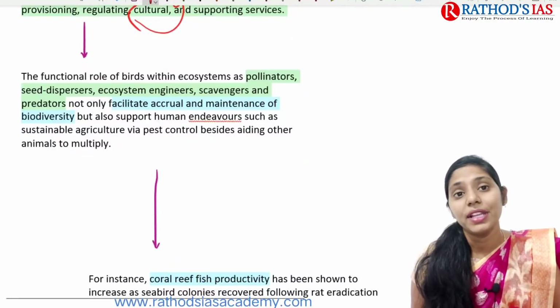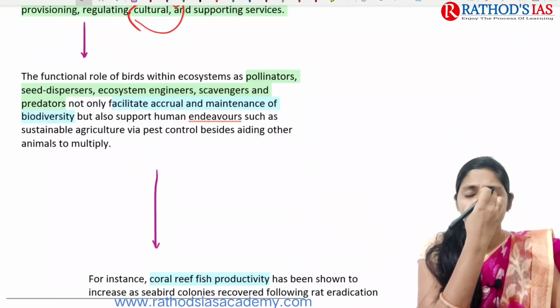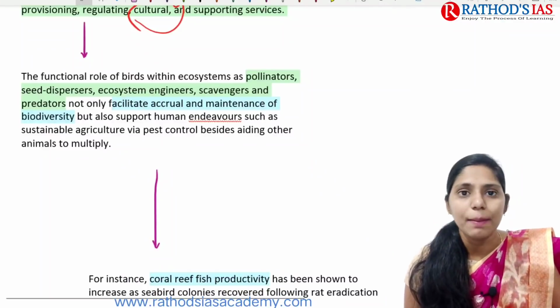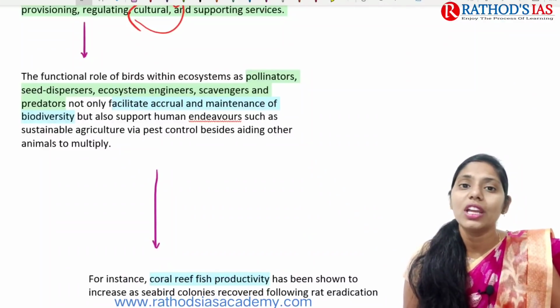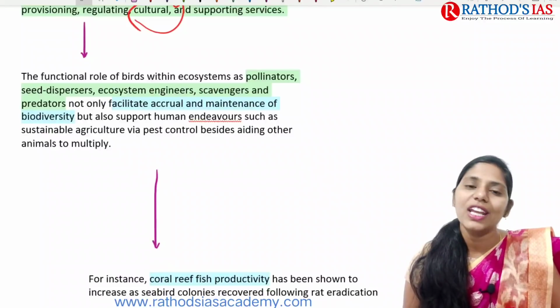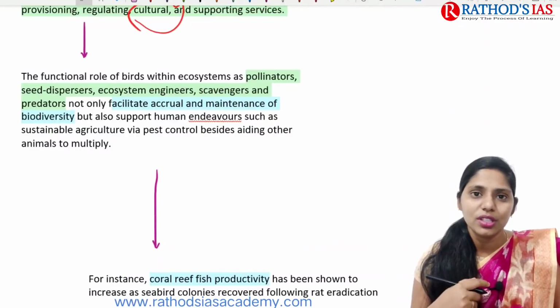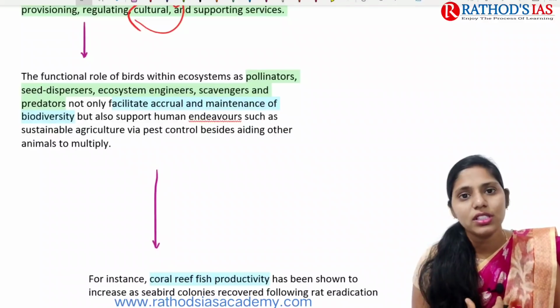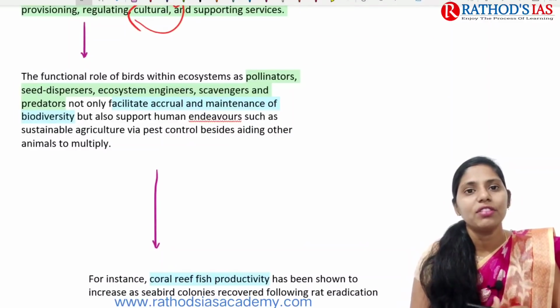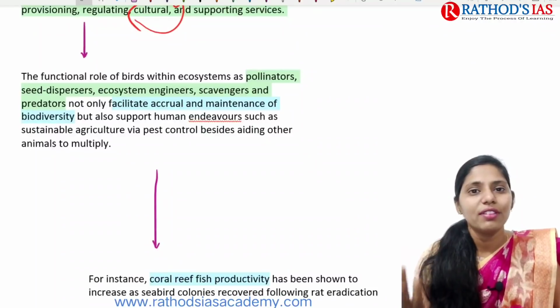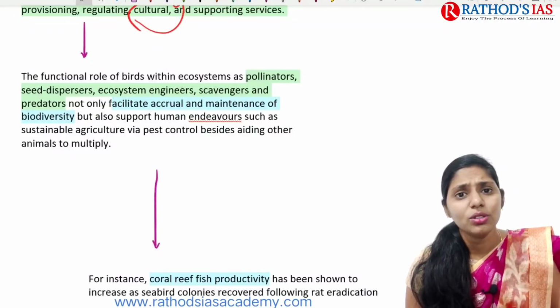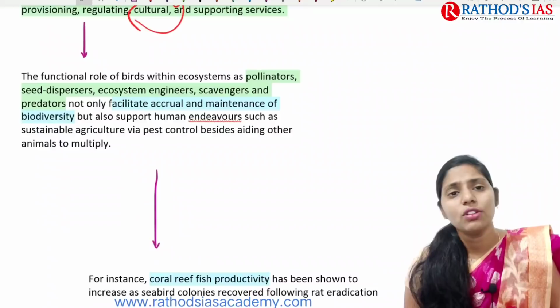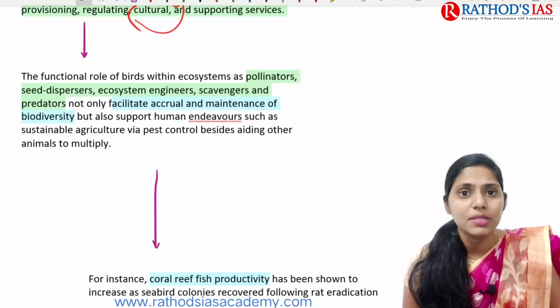They also provide supporting services. For example, they act as pollinators. We have very small birds, for example hummingbirds, which are very helpful in pollination. They also eat the fruits available on the trees, and as they fly from one area to another, they release the seeds. In this way they become good seed dispersers.